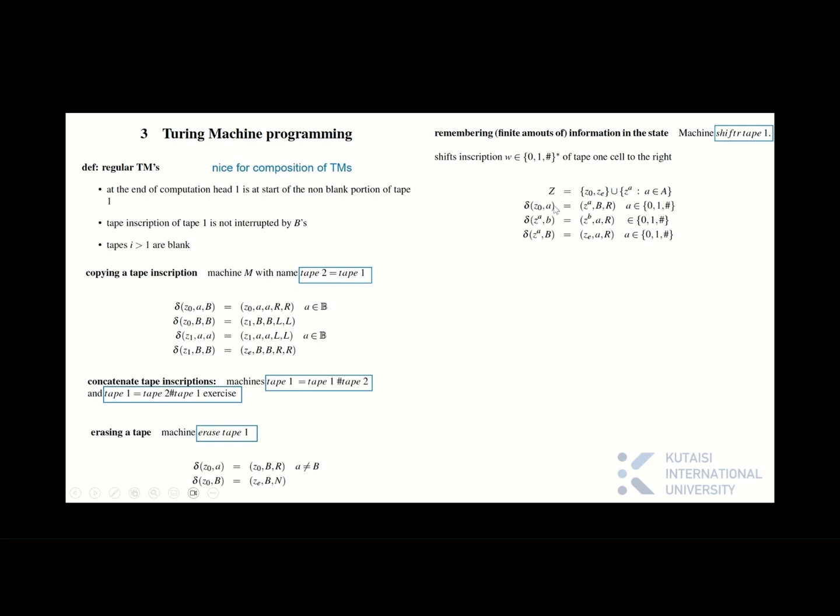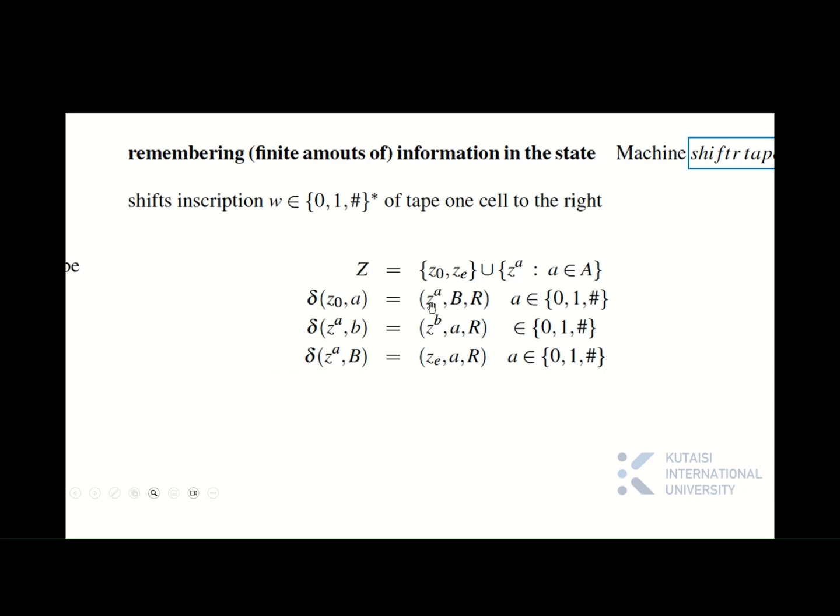You begin in your start state, and when you read A, you move to the state that corresponds to A. So if you read hashtag, let's say, you go to the Z^hashtag state, erase your symbol and go right. Then when you're in state Z^A, say Z^hashtag, and you read any symbol B, you erase B and write whatever symbol you remembered. In our case, you will write hashtag. So basically you read something, remember it in a state, and then for the next letter, you overwrite it with whatever you have remembered.